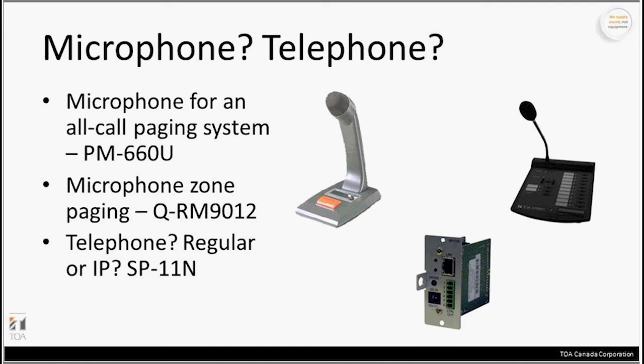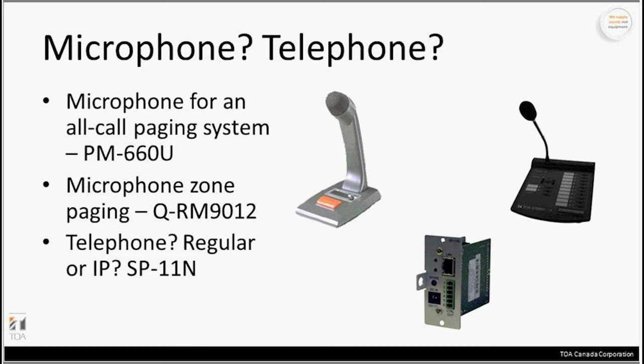So we know the amplifier, but how are pages sent? How are pages made? Does the client want to use a microphone? Does the client want to use the telephone? If it's an all one zone system, they could use our PM660U desk mic, which is there with the orange button. If there are multiple zones, you could use the QRM9012, which was pictured in our sports complex. You'll see that there's buttons along the side there, 1 through 10. Those buttons could be programmed so that they could page into a singular zone. So if I wanted to page into the fitness area only, maybe I would hit button number 2. But I also have the ability to make an all-call page so that my announcement goes everywhere.